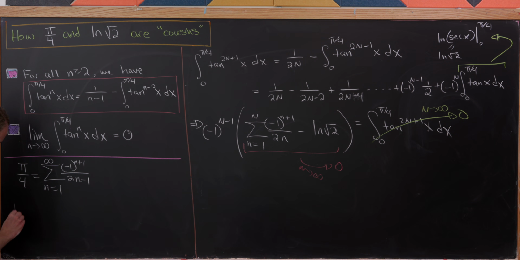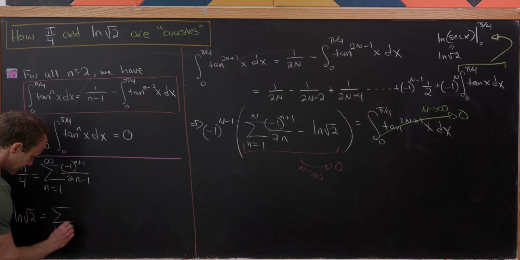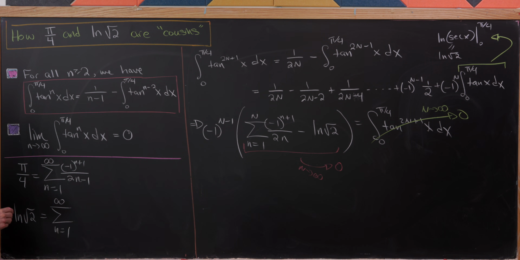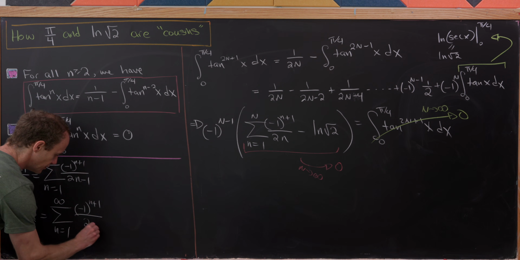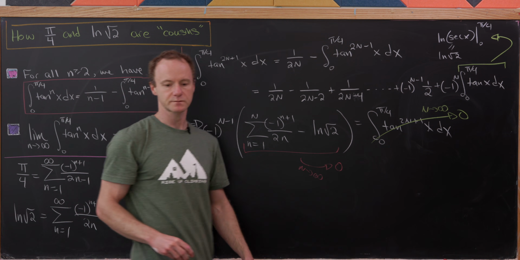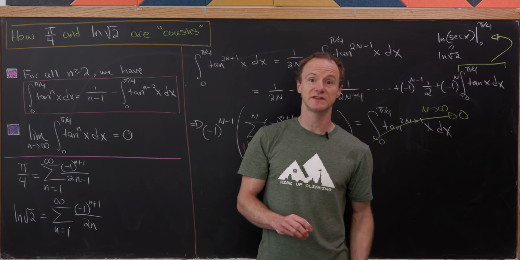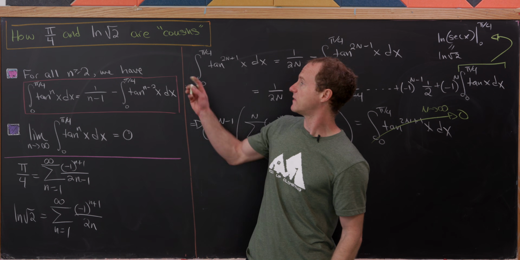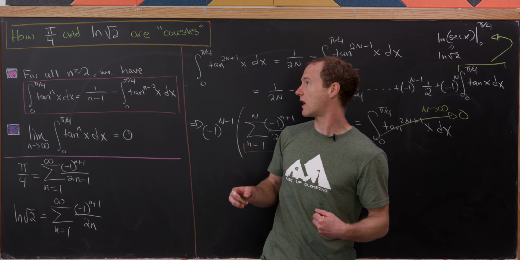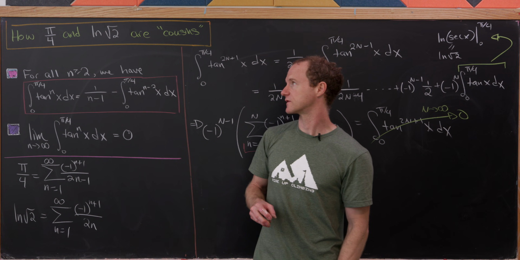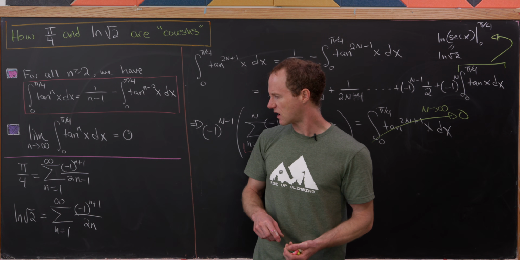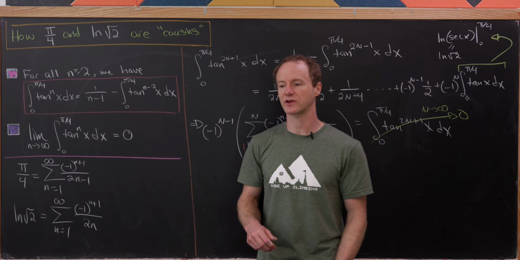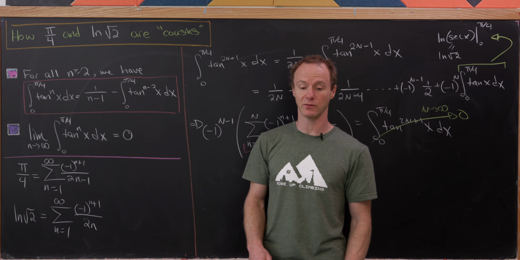So let's bring that over here. So natural log square root of 2 is equal to the sum as n goes from 1 to infinity of minus 1 to the n plus 1 over 2 times n. Okay, well, I think this itself is a nice result, and we've maybe answered this question up here of how pi over 4 and the natural log of the square root of 2 are cousins. That being said, I'd like to finish this thing off by doing one more nice little calculation, tying everything together a little bit more tightly.